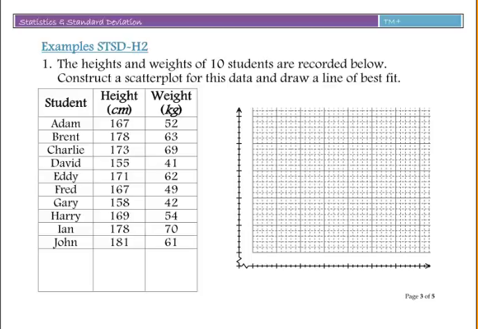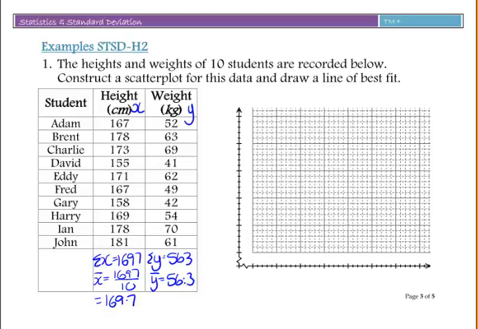Well, I'm going to start by finding the mean. So let's make height my x and weight my y, because our weight depends on our height. So first of all we need to find the sum of our x values, and if we add those all up we get 1697. The sum of our y values is 563. So that means our mean of x is 1697 divided by, there's 10 values, so 169.7, and our mean of y has to be 56.3.